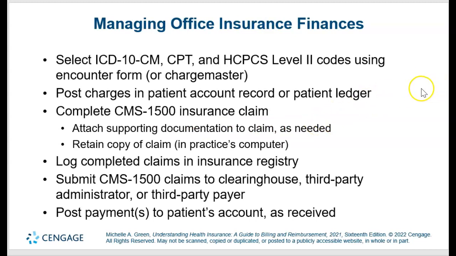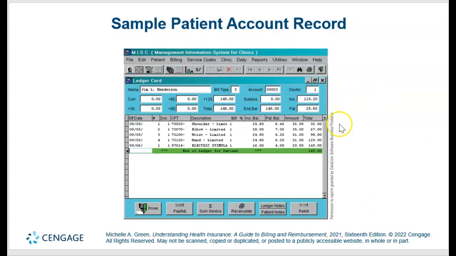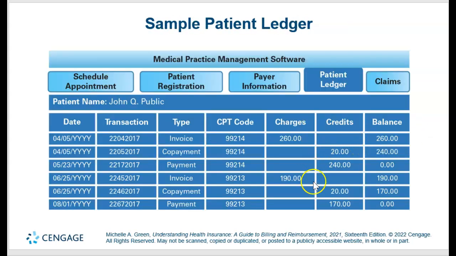Okay, managing office insurance finances. You want to select ICD-10, CPT, HCPCS codes using the encounter form or chargemaster. You want to post those charges in the patient account record or patient ledger. Make sure you complete the CMS-1500 claims form. And then you want to log completed claims in the insurance registry. You're going to submit that claims form to the clearinghouse, third party payer. Keep in mind, this is all covered in great detail in Chapter 11. It's patient accounts, the ledger.